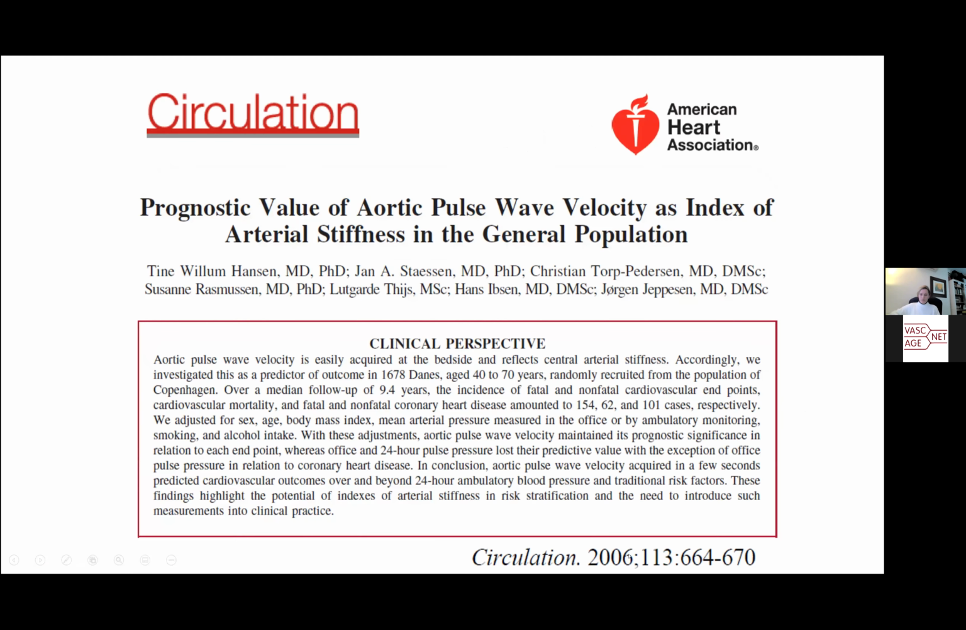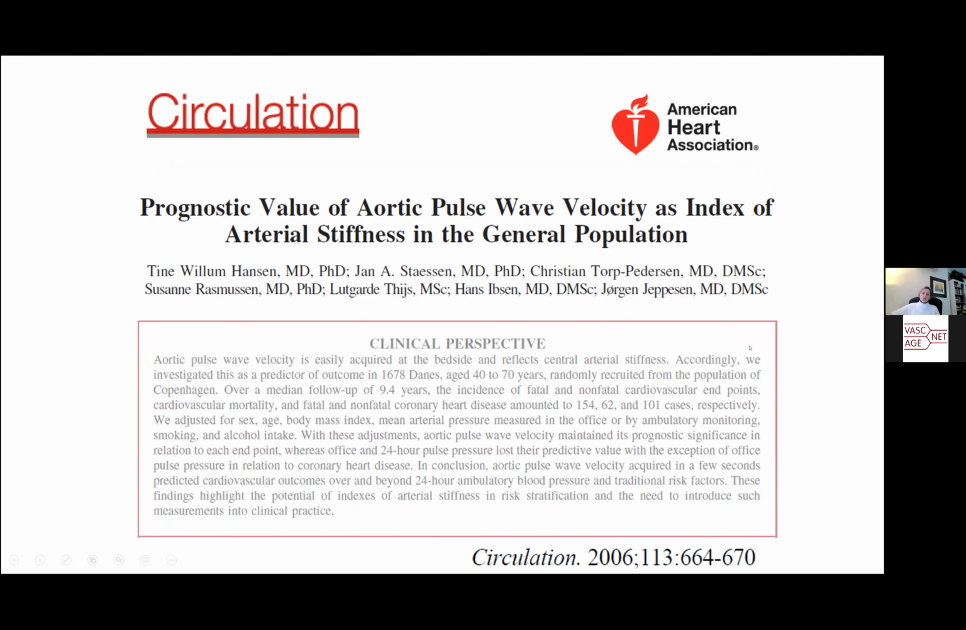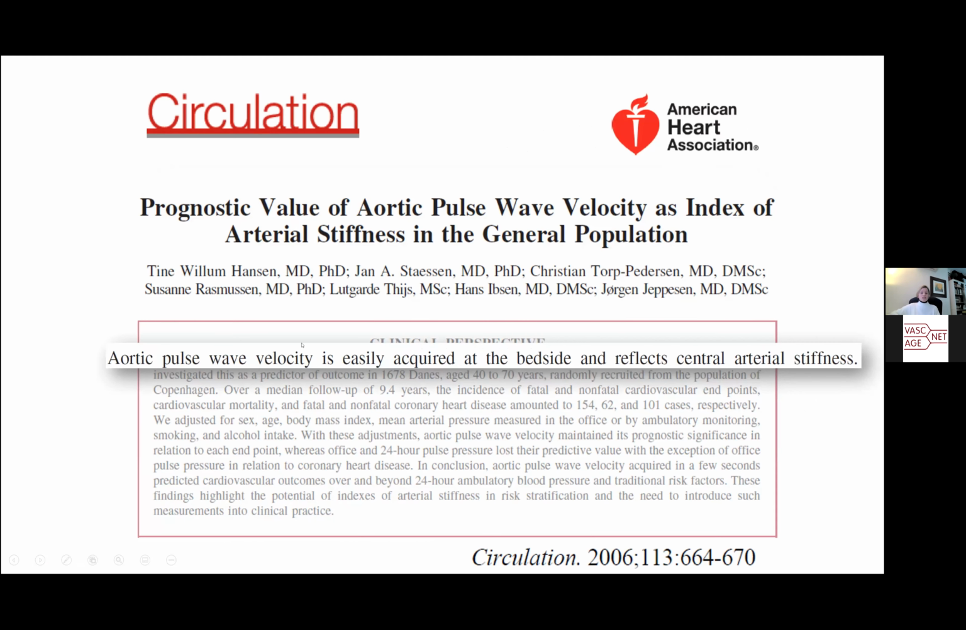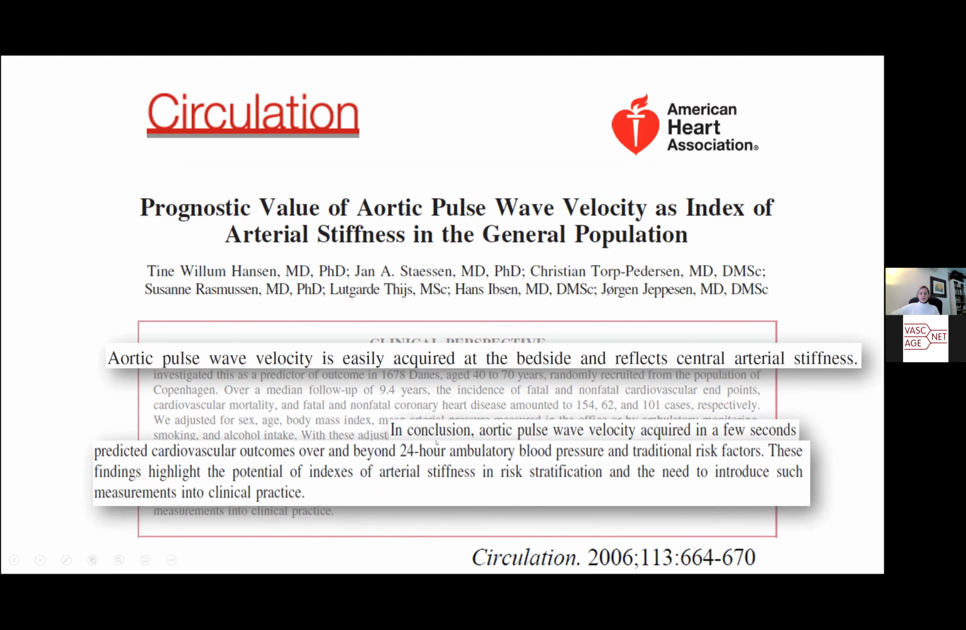In this paper, published even longer ago, in 2006, it was also shown when they looked at the prognostic value in a general population, not necessarily those with high risk, firstly, I highlighted that it's a really easy measure to take at the bedside to reflect central arterial stiffness, and then concluded aortic pulse wave velocity acquired in a few seconds predicted cardiovascular outcomes, and this is the important part, over and beyond 24-hour ambulatory blood pressure and traditional cardiovascular risk factors. So I think that is the essence here.